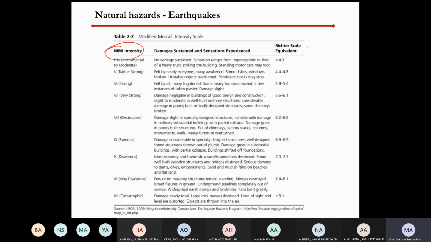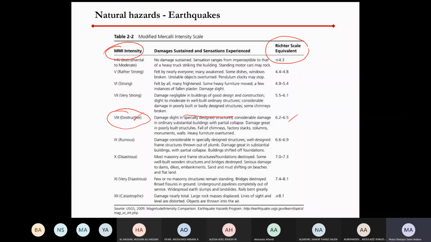and the Richter equivalence is on this column. So if we look at an earthquake that is, let's say, 6.2 to 6.5 on the Richter scale, occurring in the country, it could be described as 8 on the MMI scale, which is a destructive earthquake. The description is damage slight in specially designed structures. Specially designed structures means that they are considered to be earthquake resistant.